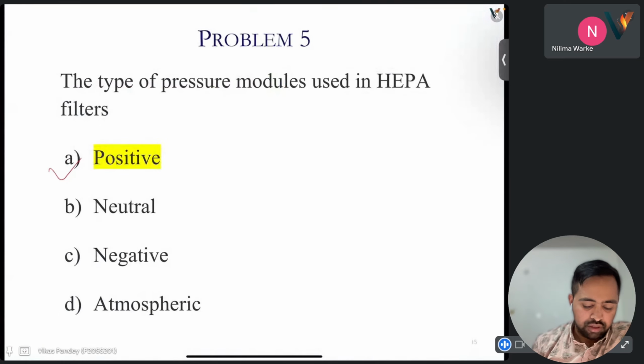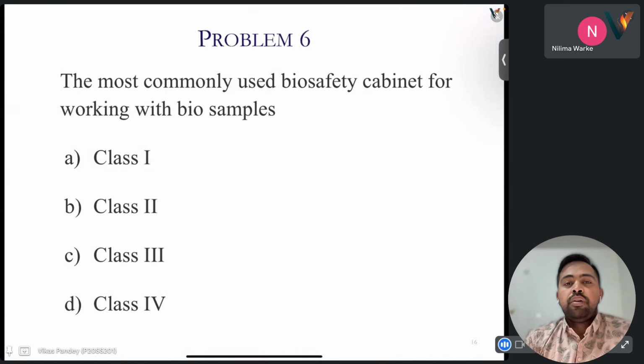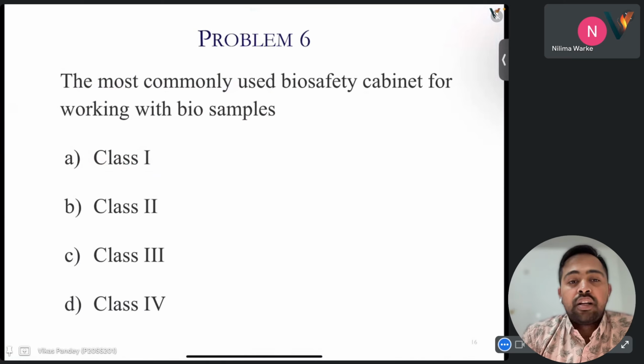So it is positive. The most commonly used biosafety cabinet for working with biosamples is class 1, class 2, class 3, or class 4?